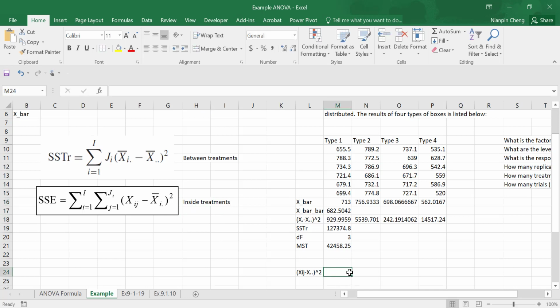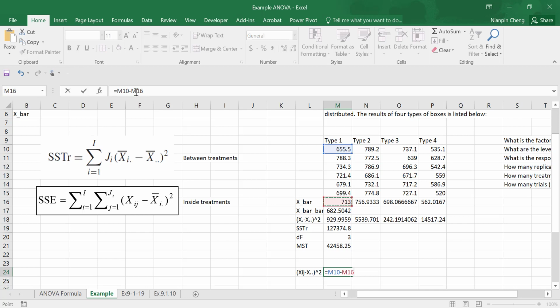So for this one, inside of each treatment, that means each value only compares, we try to find out the variation from its own mean. Okay, that's the inside variation. So for the very first one, the first value is compared with its own x bar.